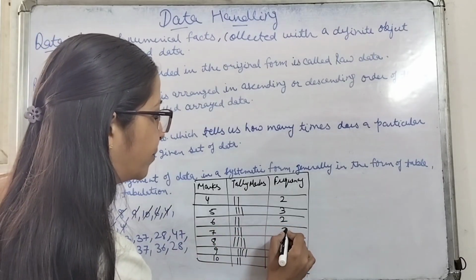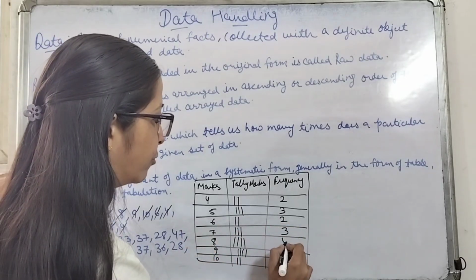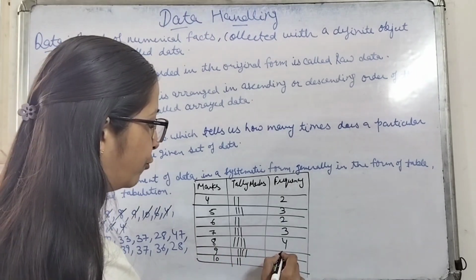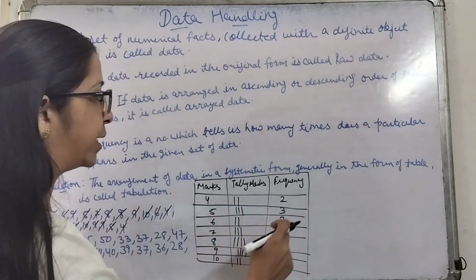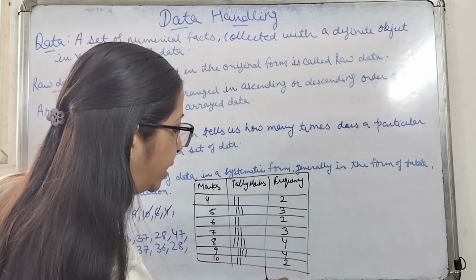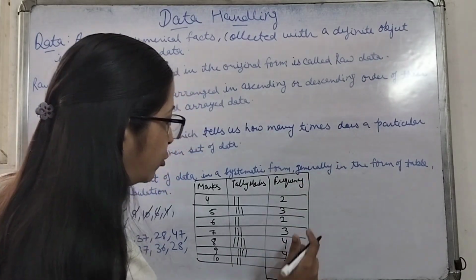7 is coming 3 times. 8 is coming 4 times. 9 is coming 4 times, and 10 is coming 2 times. Total 20 students were there. So the sum of the frequency should be 20. We should check it out once.